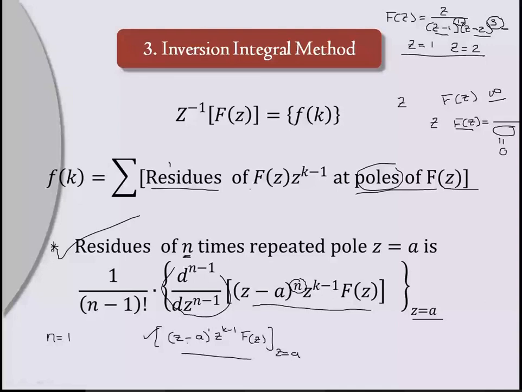Okay, and that f of k is nothing but the inverse z transform. So again, for the inversion integral method, there is a single formula we have to remember, and that formula is of residue. By properly finding the residue at each pole and adding all those residues, we can get the inverse Z transform. Generally in the exam it is mentioned: solve the problem by inversion integral method, or otherwise also, any problem can be solved by this method.